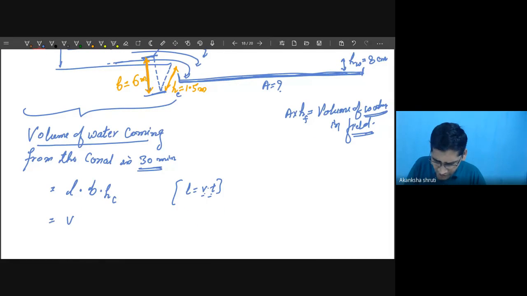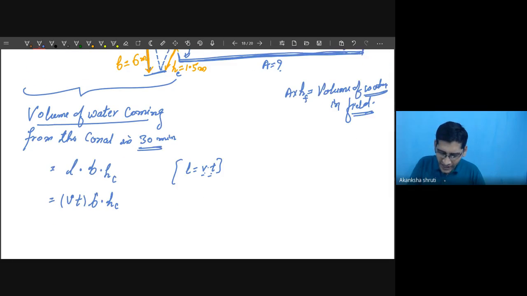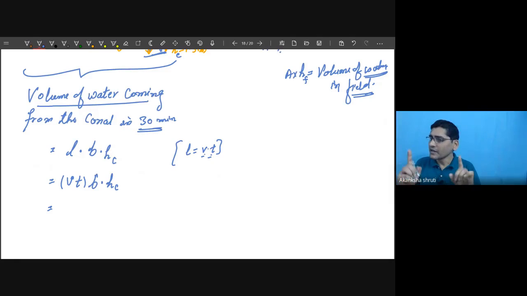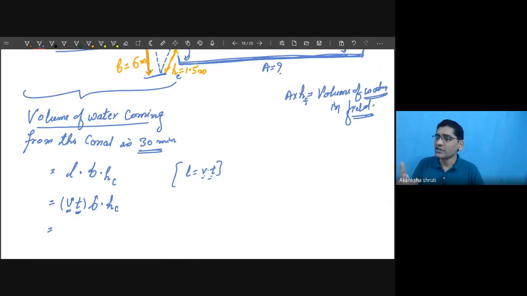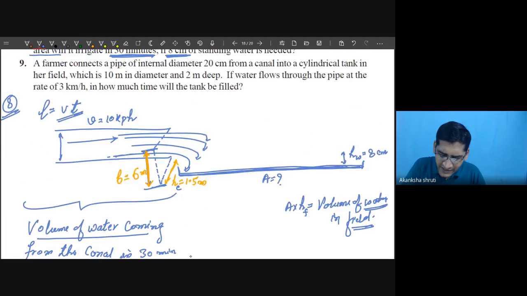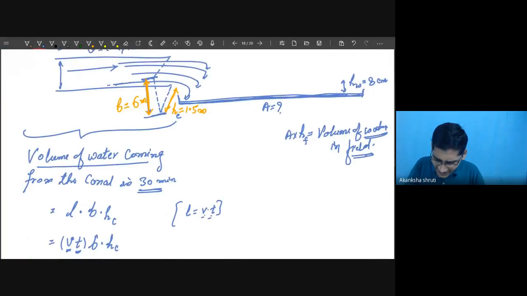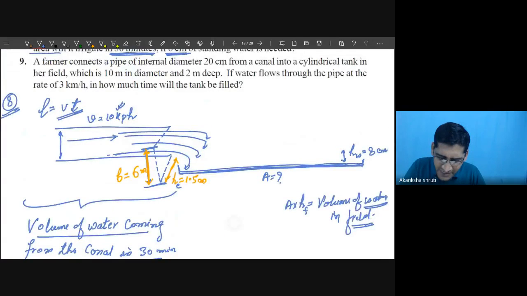So it is velocity of the water into time taken by the water into breadth of the canal into the height of the canal or depth of the canal. This. Now, what is this velocity, student? Important thing is here that while I am applying this V and T, what is the unit given for this B and H? In the same unit, the length or the speed should be considered, and whatever the unit of the T given, the same should be present in the speed as per unit.